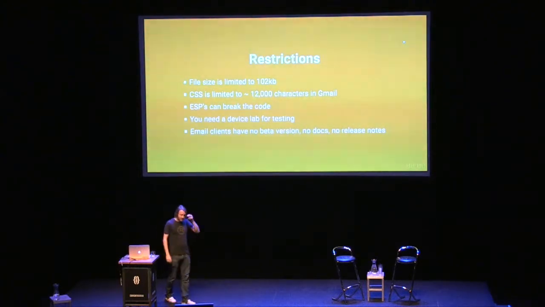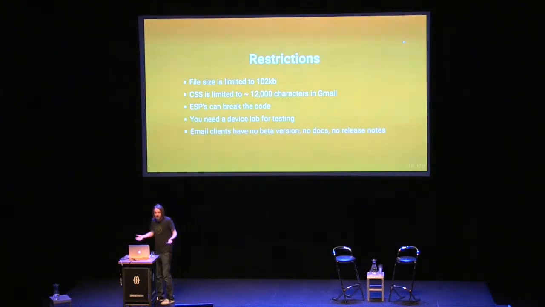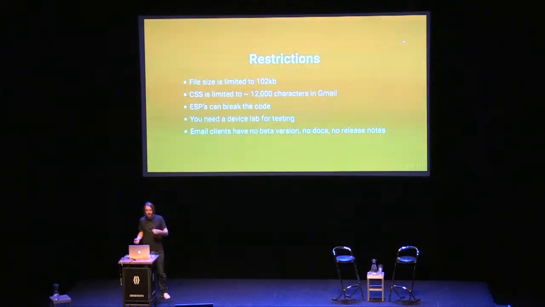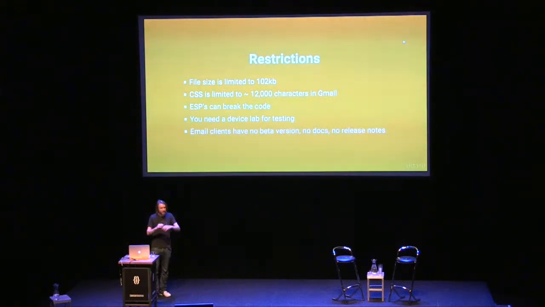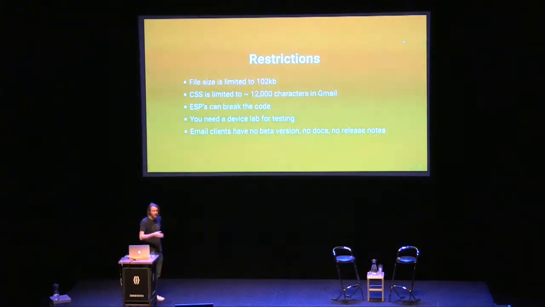Also, email clients have no beta versions, no docs, no release notes. So how do we know what's happening? Last week, Yahoo made a change where they changed width to min-width, I think it was. They went through all the code and changed width to min-width or max-width, I can't remember. They rolled it back the next day because it broke pretty much every email. But there's no communication there. We don't know that's coming. That's something I'm working on quite a lot, to get communication between email developers and email clients. It's early days, but I think we've made some progress.